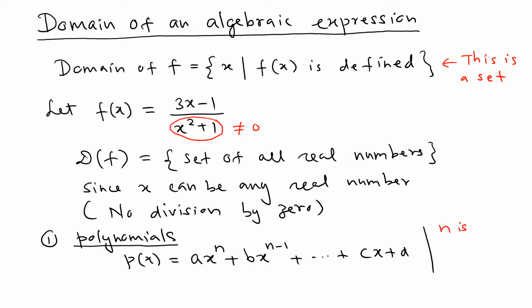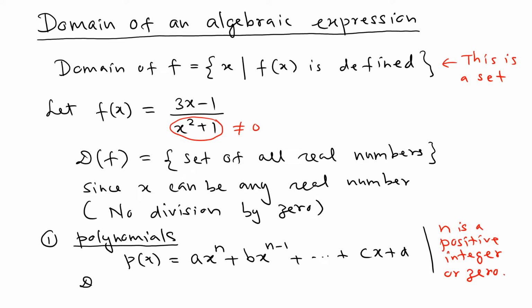If n is 0, you just get a constant, but that's a special case. Because n is a positive integer, there are no divisions and there are no roots. There are no square roots because n would have to be a fraction in that case. That means you can plug in any value here. So if you have a polynomial, the domain is all real numbers because there are no divisions or roots.